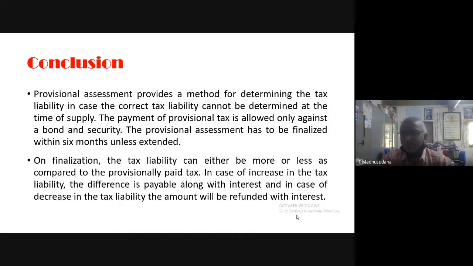So the supplier, in case of difficulty in self-assessment, may follow this provisional assessment procedure and pay his tax under provisional assessment. Okay, so this is all about the provisional assessment procedure and the method. Thank you very much for joining the class.